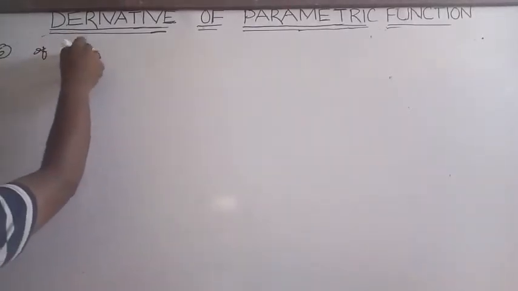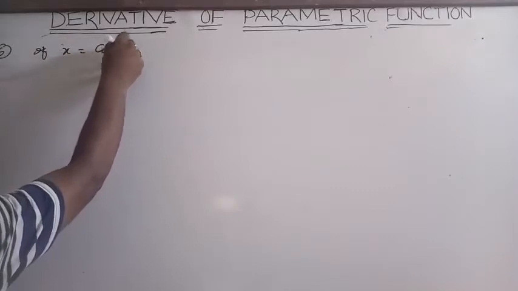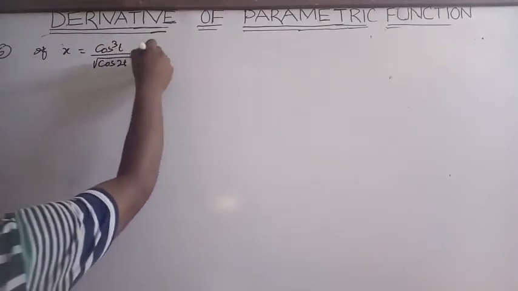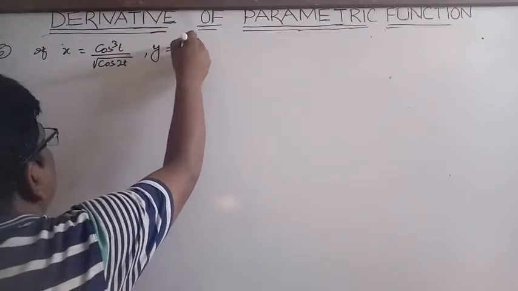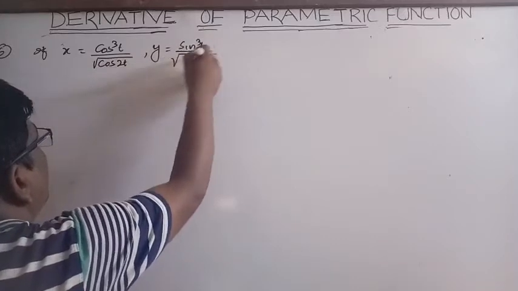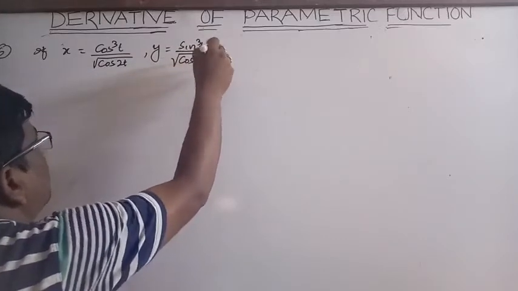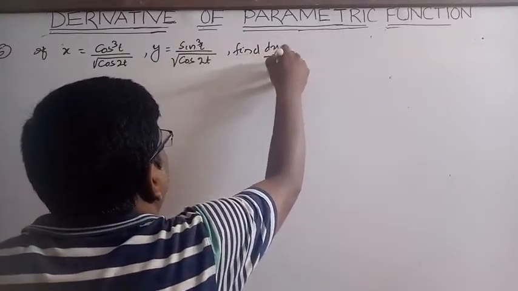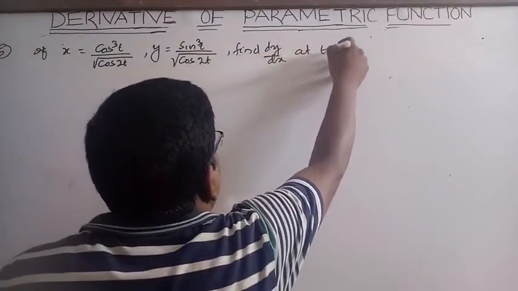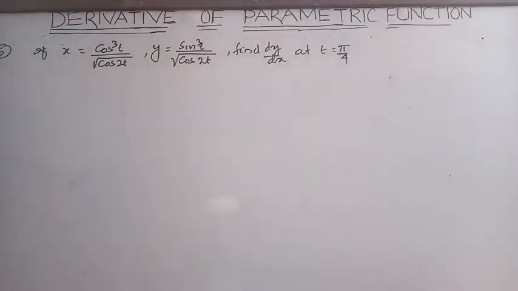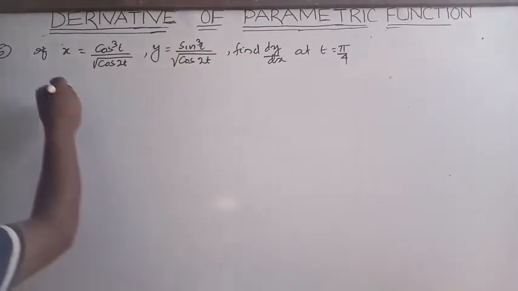If x is equal to cos cubed t divided by root over cos 2t, y is equal to sin cubed t divided by square root of cos 2t, find dy by dx at t equal to pi by 4. Okay, this is a very important question. So now find the solution.